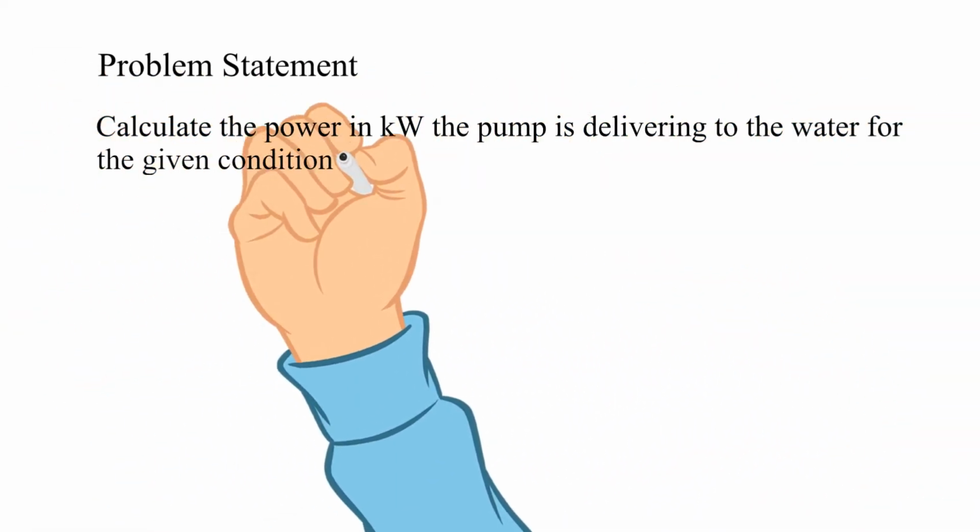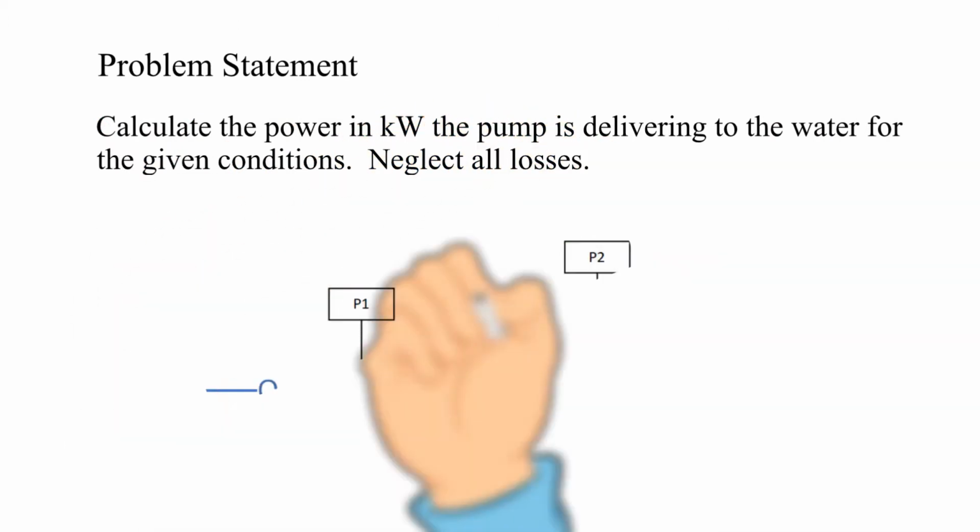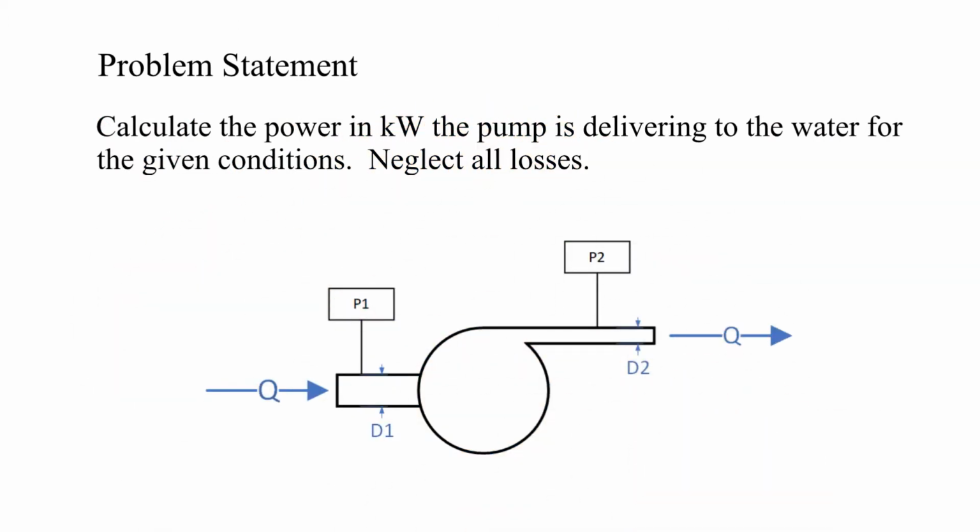Neglect all losses. Neglecting all losses doesn't sound very reasonable, but in fact this approach is very useful. The losses that occur in the pump impact the pump efficiency. I will have additional snippets that demonstrate how to calculate the shaft power to the pump, but the first step will be to calculate the hydraulic power as we will in this video.